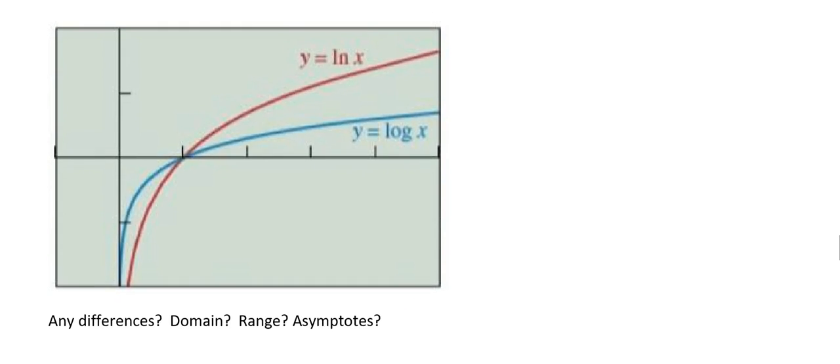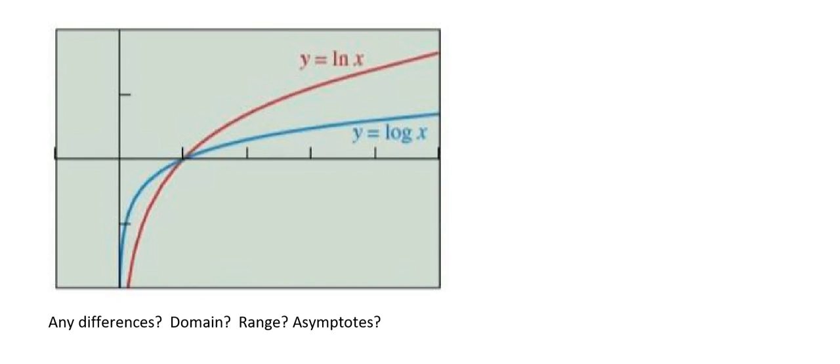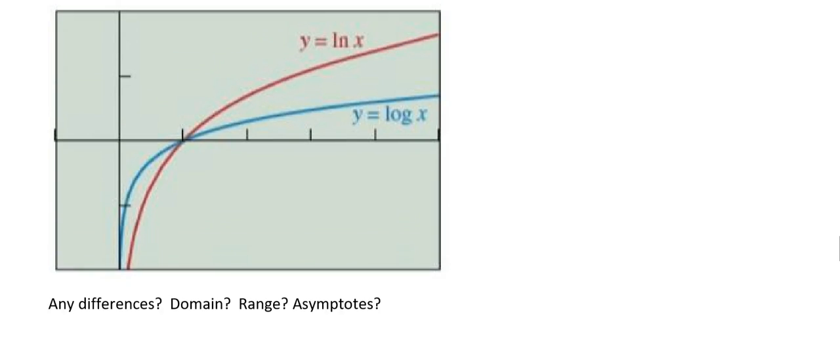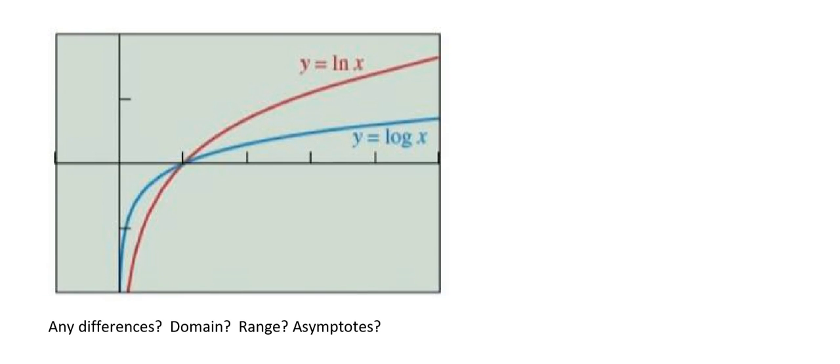Okay? Like I said, all of the log graphs have a similar shape, and you can see that they go through the point (1, 0). Domains and ranges are all going to be the same for each one of these. Asymptotes the same. Very little differences.